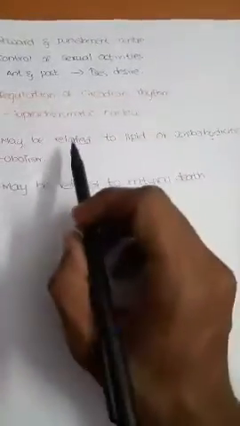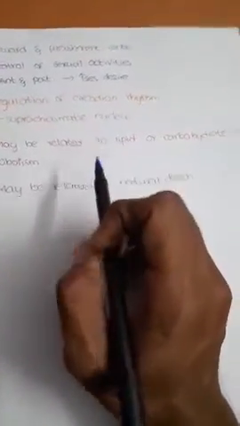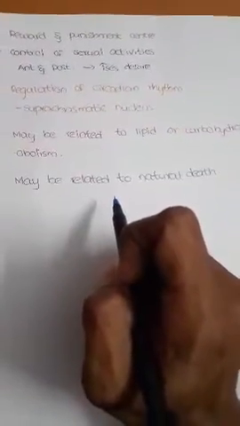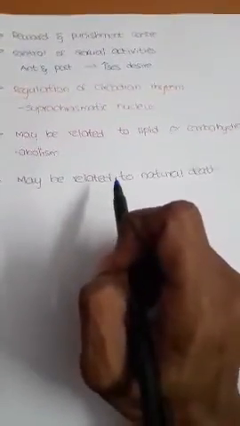And regulation of circadian rhythms is done by the suprachiasmatic nucleus. It is also related to lipid and carbohydrate metabolism, and it may even be related to natural death.